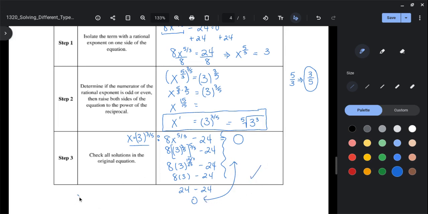So therefore, our solution here is x equals 3 to the 3/5 power. Or again, you could write this as the 5th root of 3 cubed. So we have one solution to our original equation.